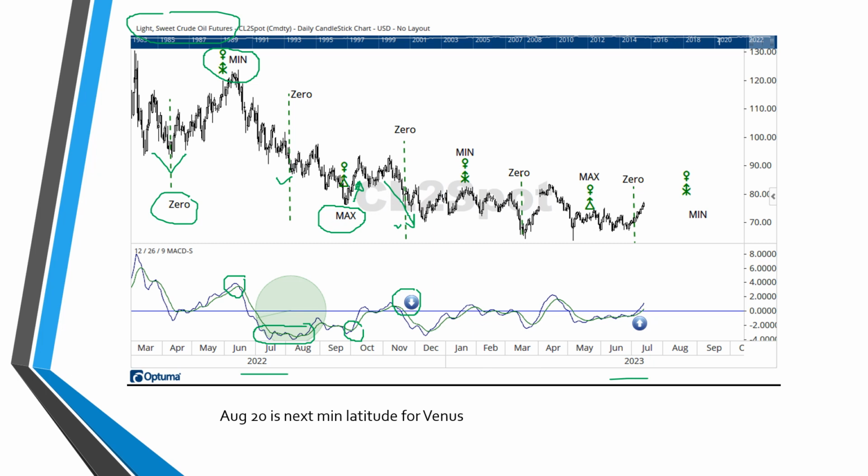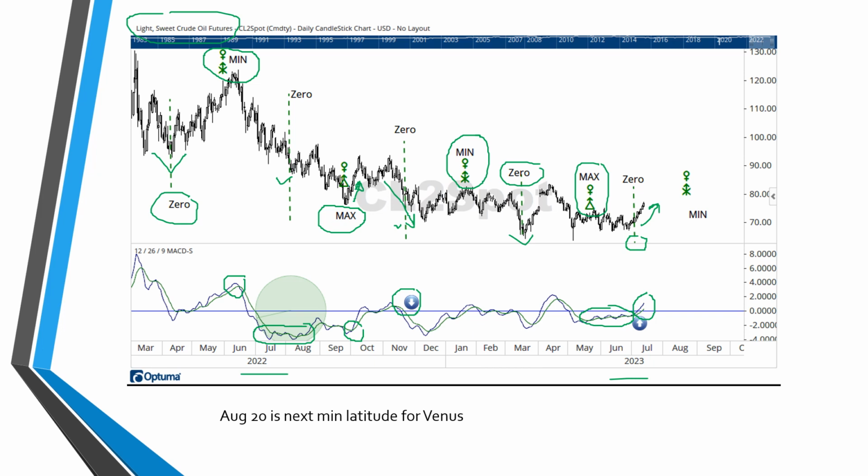Into 2023, here is a minimum event. It marked a little peak of a rally. Here's a 0-degree event that marked a swing low. Here is a maximum event. Crude is just chopping sideways, and MACD is telling you nothing to see here. It's just going sideways. Now, recently, crude had a little burst to the upside that came at a Venus 0-degree event, and MACD told you trend was changing.